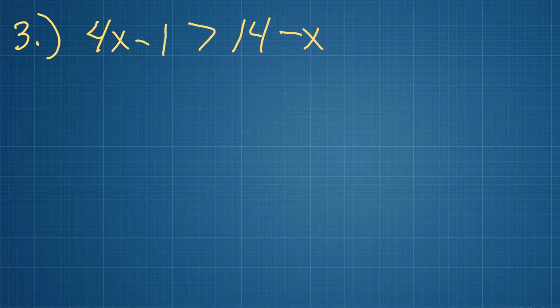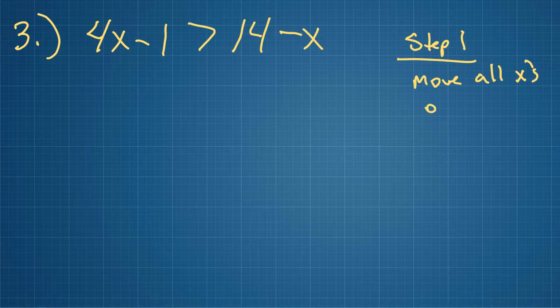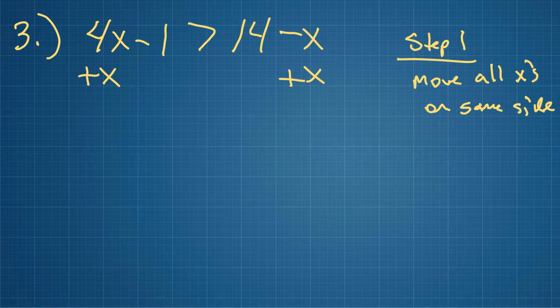Number 3, I have 4x minus 1 is greater than 14 minus x. Before I use PEMDAS backwards, I'm going to move all the x's on the same side. So I'm going to add x to both sides because I always move the smaller of the two. 4x is bigger than negative x, so I don't move the 4x. I get 5x minus 1 is greater than 14.